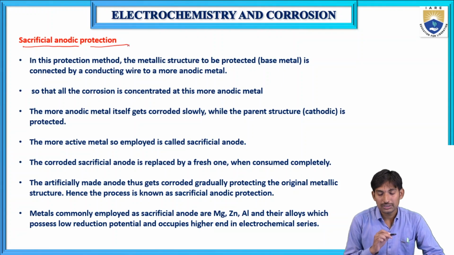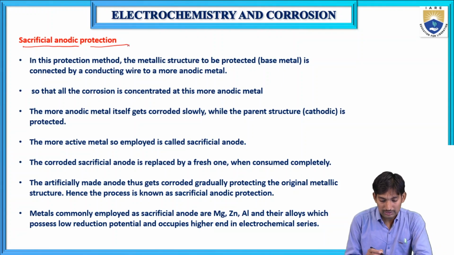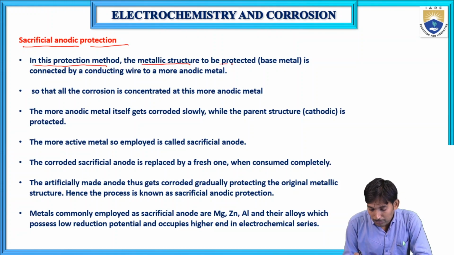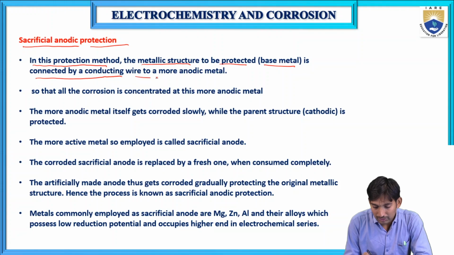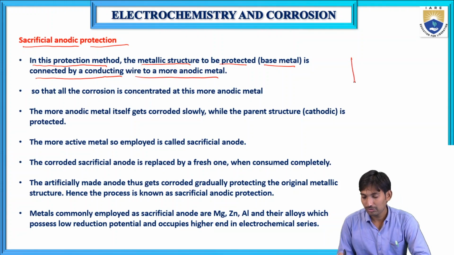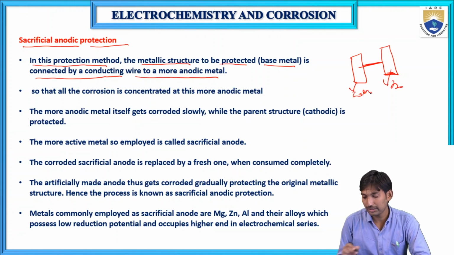Sacrificial anodic protection. In this protection method, the metallic structure to be protected, that means our base metal, is protected by connecting a wire to a more anodic metal. Our metal is there. We have to connect these two, one anodic metal and one cathodic metal.